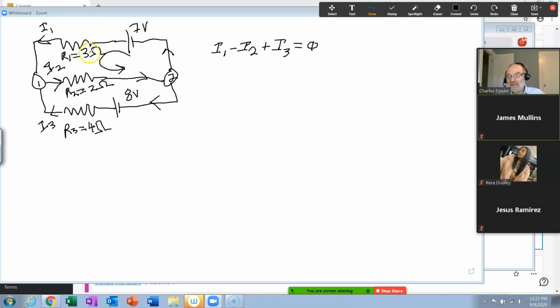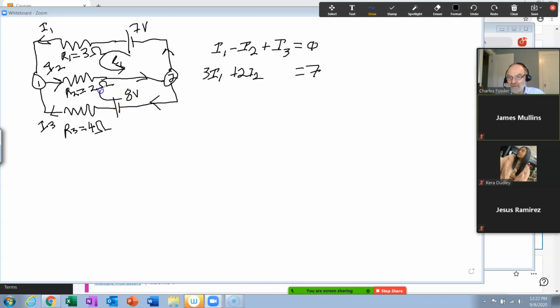So let's do this one. IR, this is I1 times R1, that would be 3I1. And down here we've got plus 2I2, is equal to 7. Because that's the voltage increase, these are voltage decreases, they have to equal each other in loop 1. So I'm just going to call this loop 1.